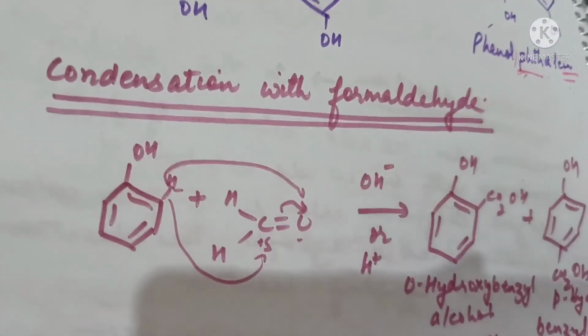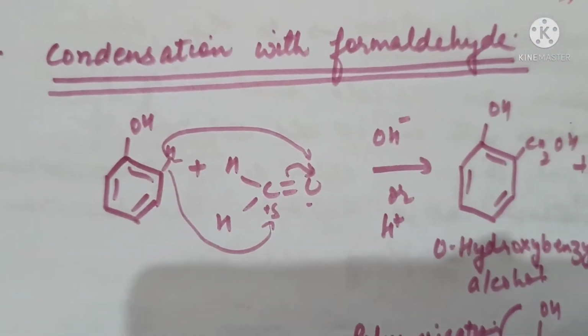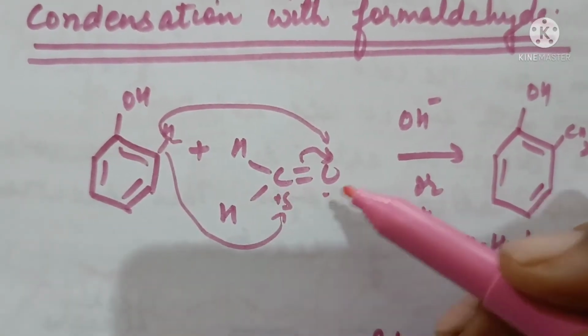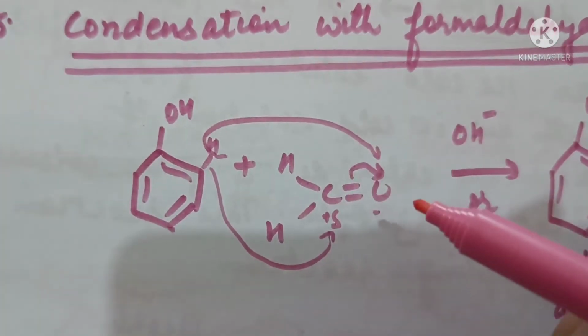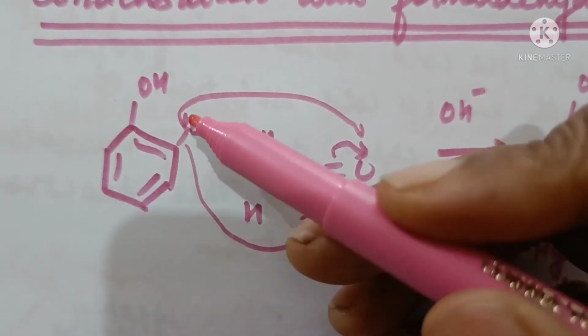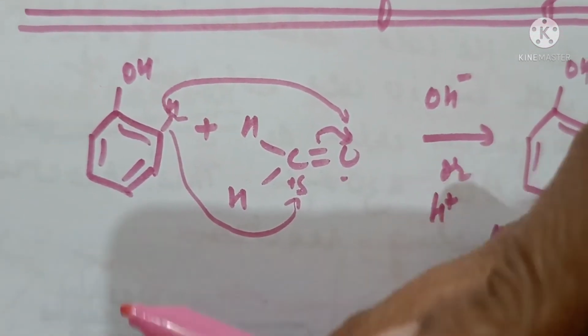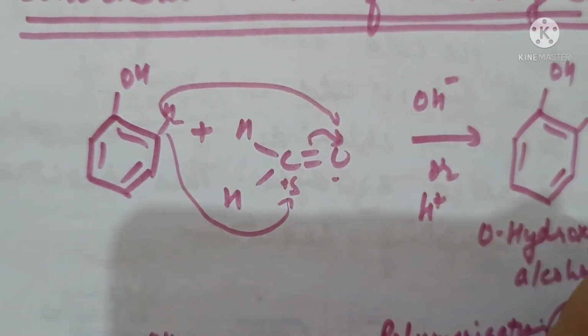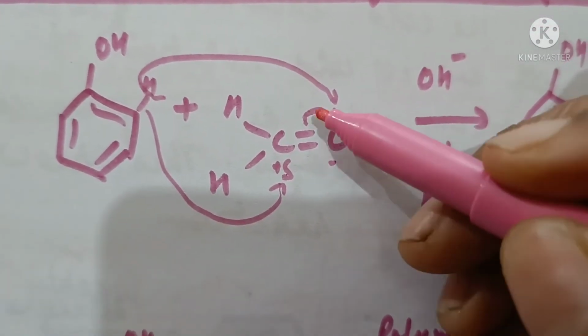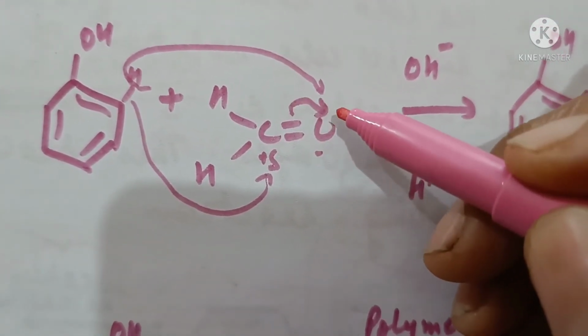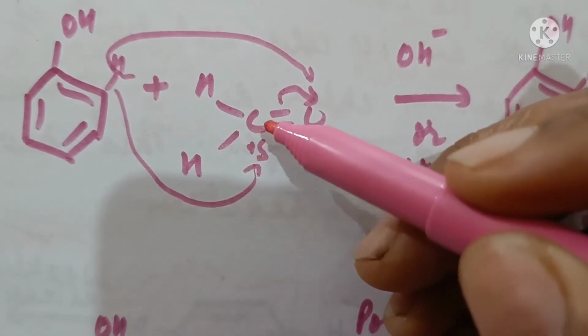Next is condensation with formaldehyde. Formaldehyde is HCHO. When phenol reacts with it, either the ortho hydrogen or para hydrogen participates in the bond formation. Oxygen is more electronegative. It pulls the electron towards itself, and a positive charge arrives here.